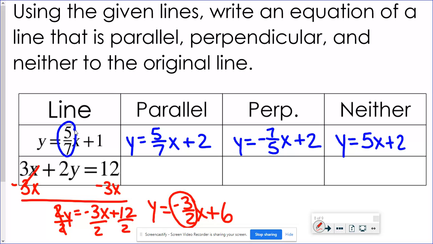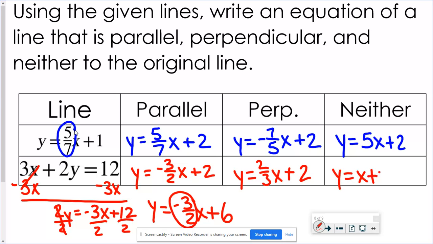Parallel, same slope. y equals negative 3 over 2 x. I'm just going to stick with that same plus 2 at the end. Perpendicular is opposite reciprocal, so it'll be y equals, we're going to change it to a positive and flip it over, 2/3 x plus 2. And neither is just some other slope than those two slopes that I used. How about just y equals x plus 2? A slope of 1 would not be parallel or perpendicular.